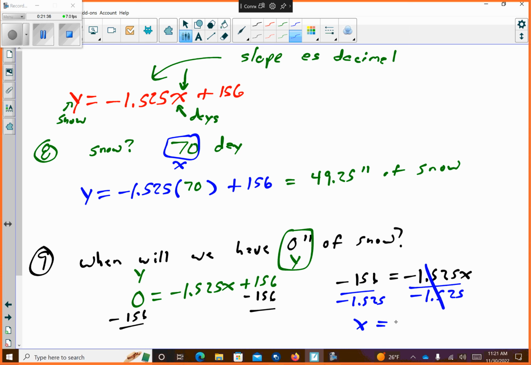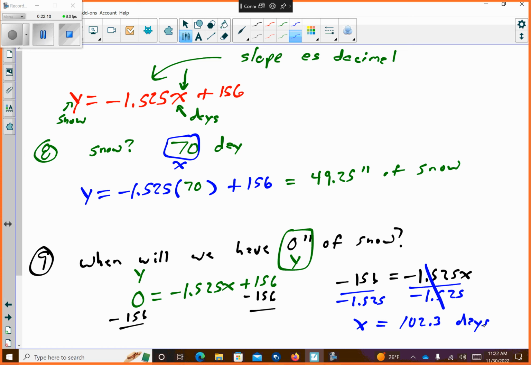So you're going to go negative over negative is positive, right? 156 divided by 1.525. So rounded to one decimal, 102.3 days after March 21st, we're going to have no snow, according to our model.